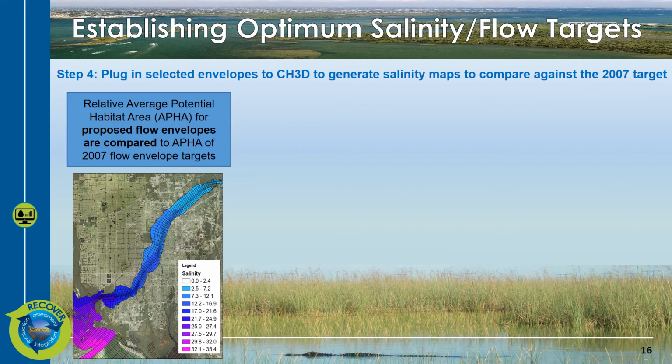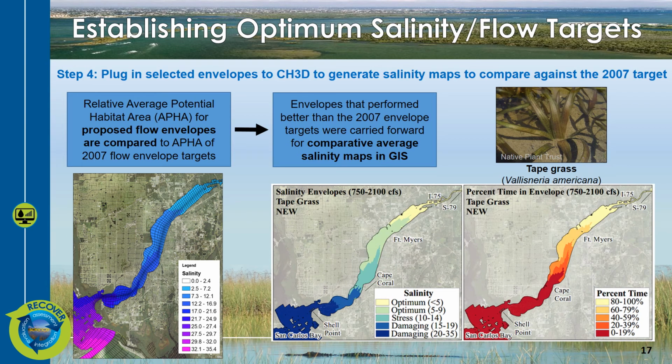The last step included the generation of salinity maps by plugging in the smaller selection of proposed flow envelopes to compare to the 2007 targets. These maps, for example, include average salinity here on the left in the yellows, greens, and blues, and percentage of time within the optimum salinity envelope on the right in the yellows, oranges, and reds.